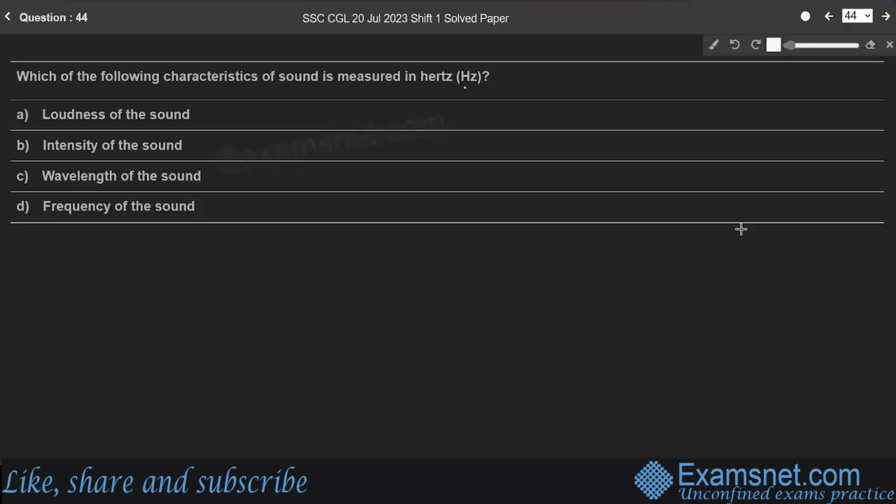Question 44. Which of the following characteristics of sound is measured in hertz? Here, out of 4 options, frequency of the sound is measured in hertz. Here, students, when sound travels through air, the atmospheric pressure varies periodically, right? So, the number of pressure variations, what we call waves, per second is called frequency of the sound.